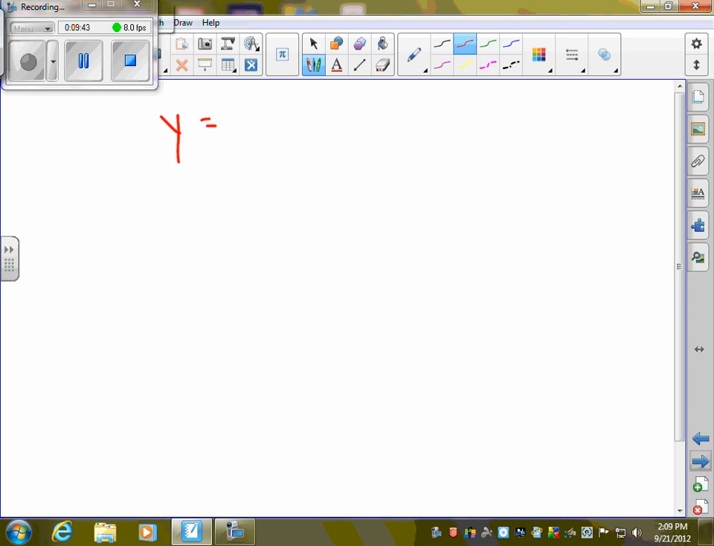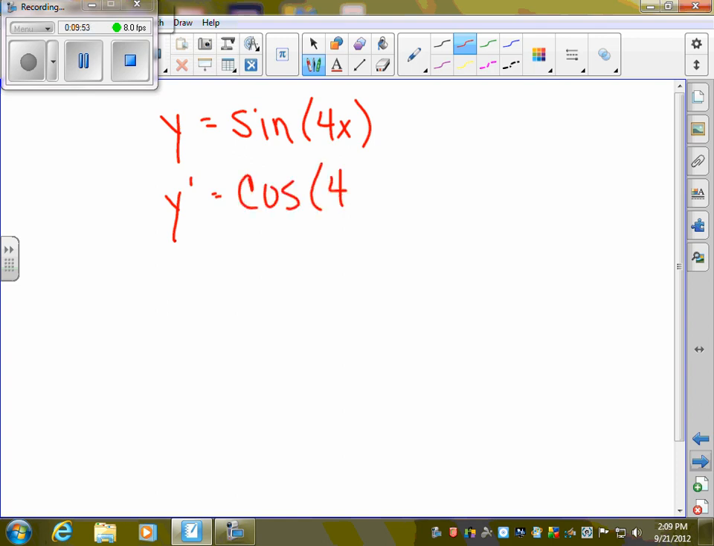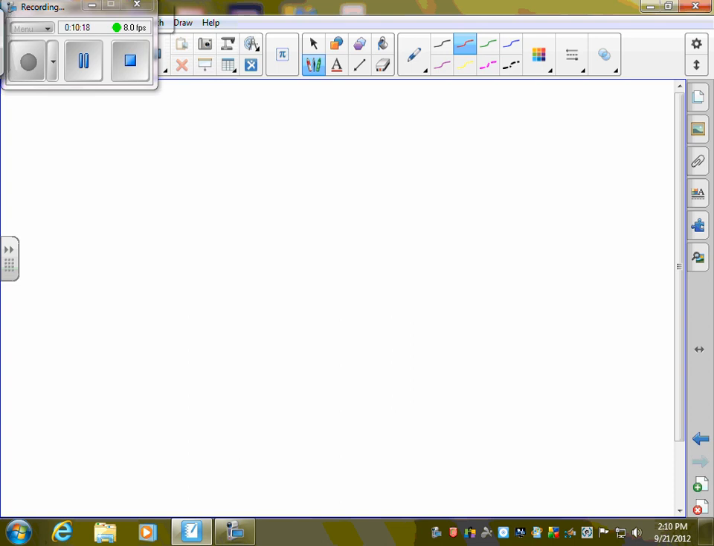All right, let's try one with a trig function. How about the derivative of sine of 4x? The derivative of sine of something is cosine of something. So the derivative of sine of 4x is cosine 4x. Again, remember, whatever's in parentheses at the beginning is in parentheses at the end, then times the derivative of the inside, the something, which would be 4. Now we can move the 4 to the front. Our answer would be 4 cosine 4x.